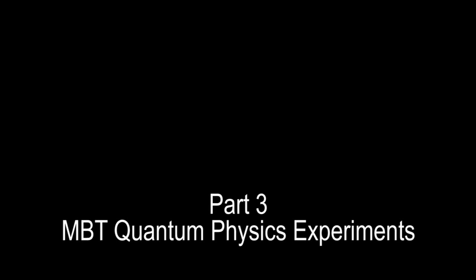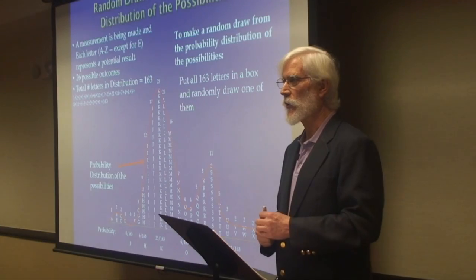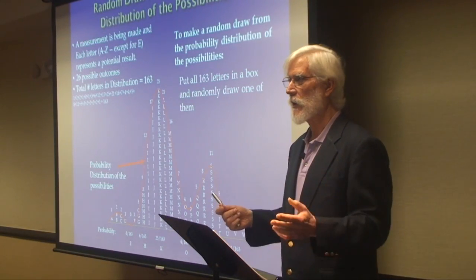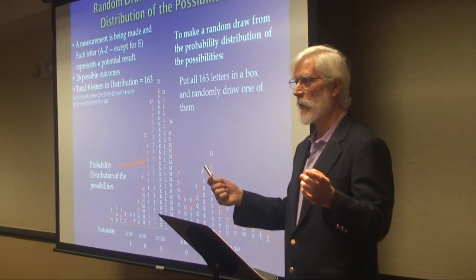Now we're going to go on to quantum experiments. You've seen this distribution probably if you looked at my talk in Huntsville. I talk a lot about how you have a probability distribution of all the possibilities. Like we're going to make a measurement. We're going to make a choice. We're going to look in a box and see what's in there. You know, that's making a measurement.